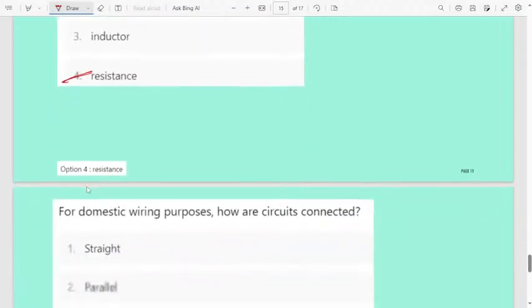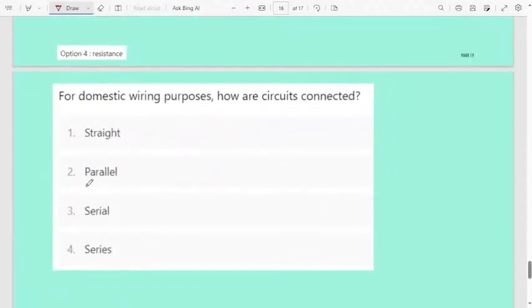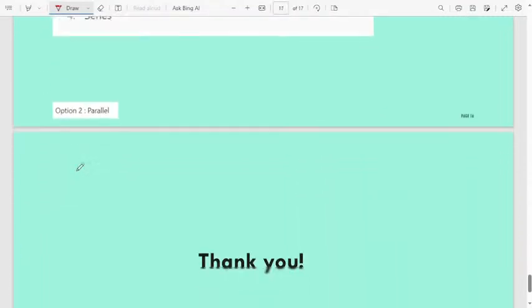Okay, next question. For domestic wiring purposes, how are circuits connected? First option straight, second one parallel, third one series, fourth one serial. For domestic wiring purposes, normally in the home, the circuit connection will be in parallel. We will not connect in series. We will connect in parallel. That one you have to remember.